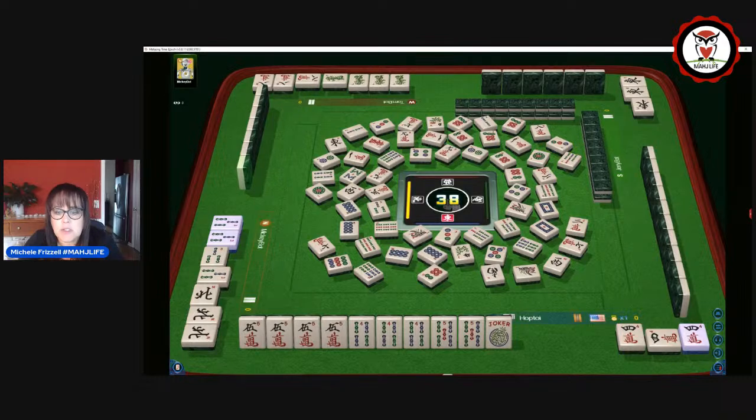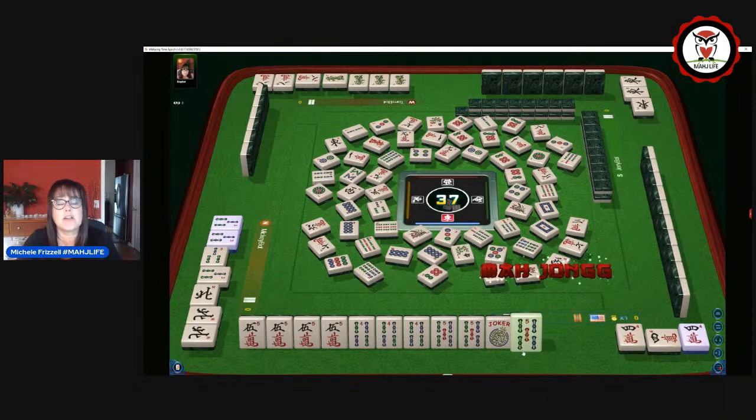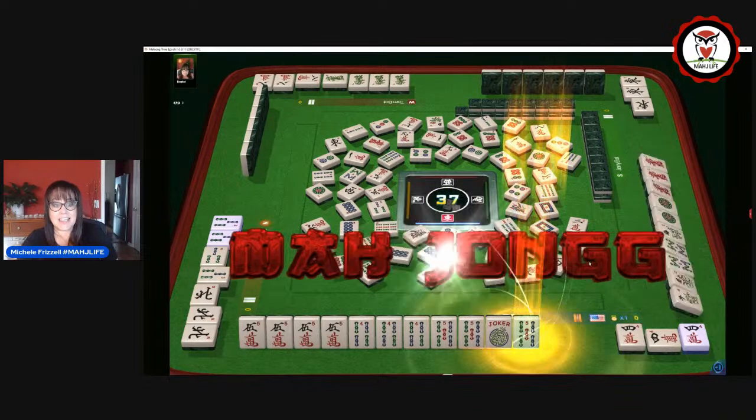Let me see, 2 1 bams are out. 6 1 2 characters. 2 2 bams are out. So we're gonna watch that. We got our Mahjong. Mahjong. Woohoo!